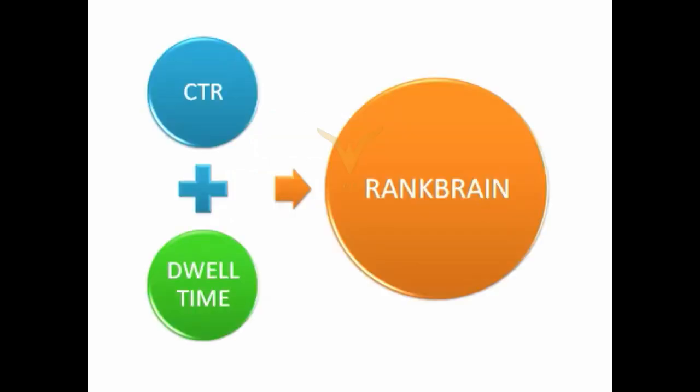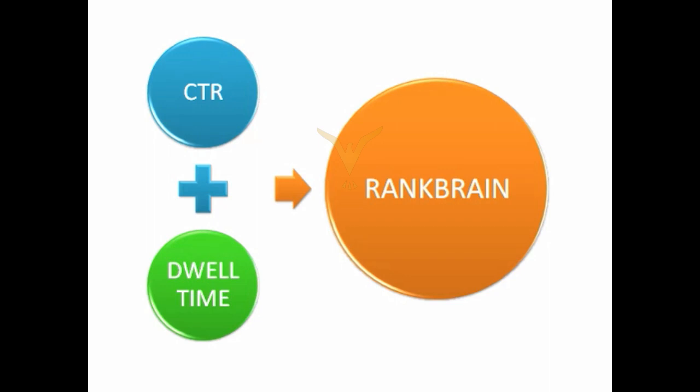Google RankBrain is a combination of two things, that is CTR plus dwell time. Now what do you mean by CTR? CTR means click through rate, meaning how many people are clicking on your link. And second is dwell time. Dwell time means after clicking on your link, for how long your customers are on your site, website, maybe your video, maybe are they watching the full video? So these things actually matter, and this affects your Google RankBrain.